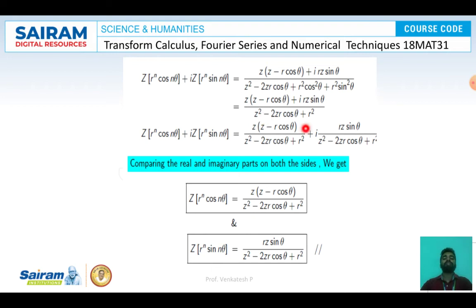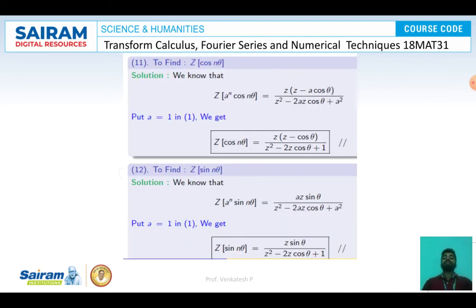So expanding this further, we will be getting Z transform of r^n cos n theta plus i Z transform of r^n sin n theta will be equal to z into z minus r cos theta by z square minus 2 z r cos theta plus r square, plus i into r z sin theta divided by z square minus 2 z r cos theta plus r square. So now by comparing the equations, by taking the real part, we got Z transform of r^n cos n theta is equal to z into z minus r cos theta divided by z square minus 2 z r cos theta plus r square, and Z transform of r^n sin n theta will be equal to r z sin theta divided by z square minus 2 z r cos theta plus r square, which is the required solution.